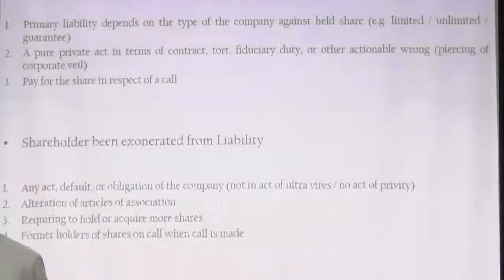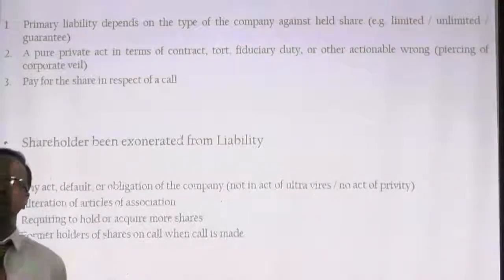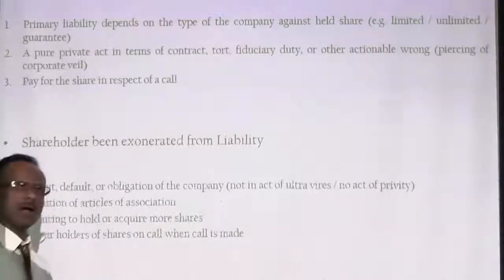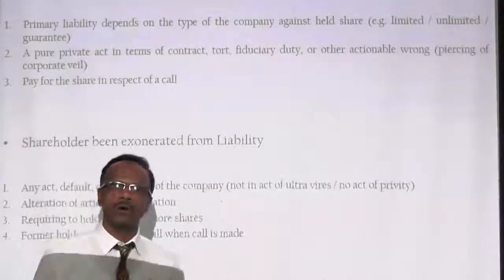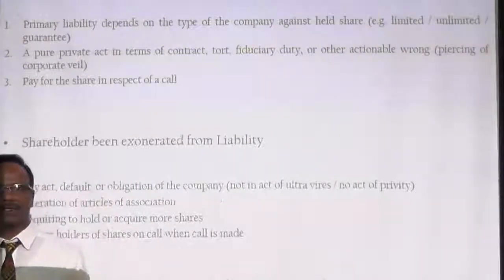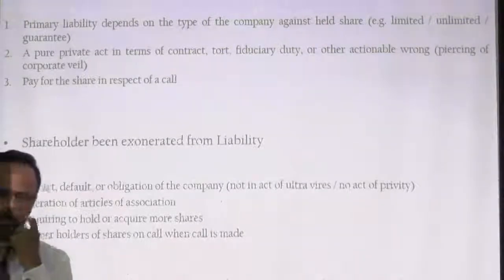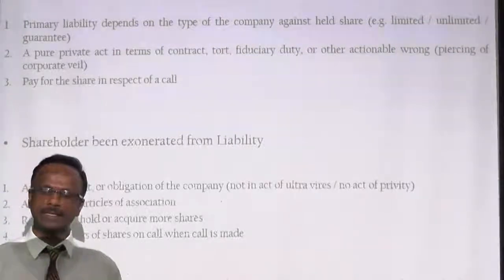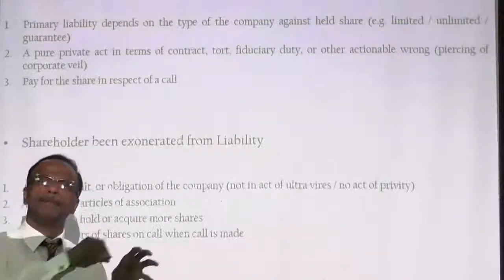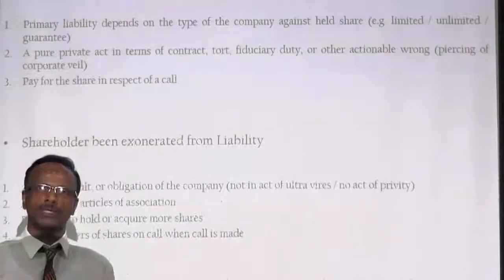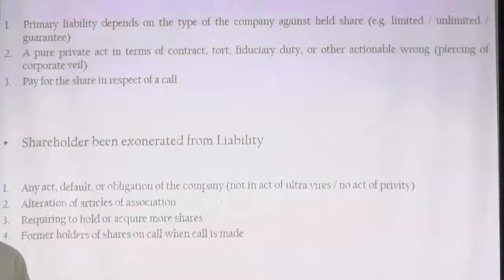The second type of exoneration from liability afforded to shareholders is where there is an alteration of the articles of association of the company. Now, you may wonder how an alteration of the articles of association of the company may not pass the liability on the shareholder, since such alterations may come due to the acts or decision of the shareholders in particular.